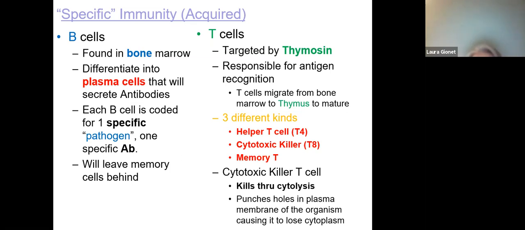Cytotoxic killer T cells kill through cytolysis. So the granules that it produces need to come in physical contact with the organism to punch holes in the membranes. And it causes that cell to either lose its cytoplasm or suffer in some way that it can't survive and it dies. Okay, so that's the end of the notes.